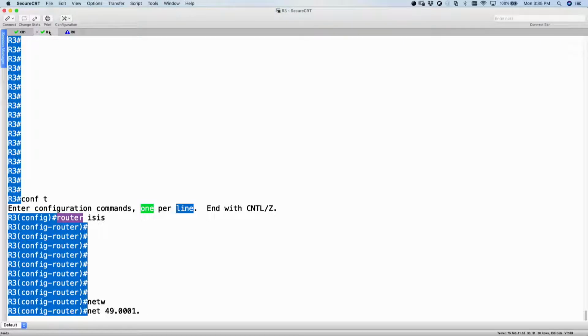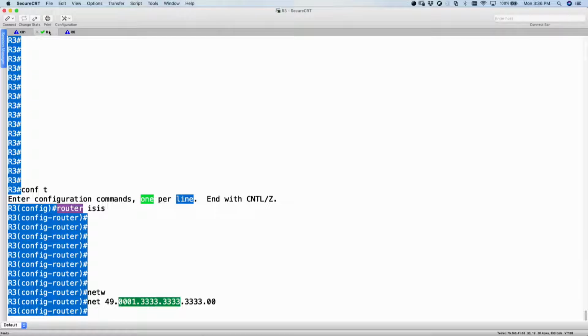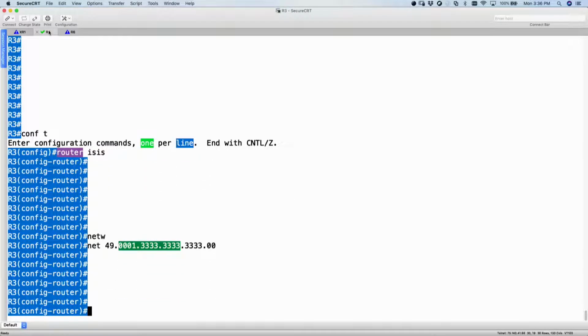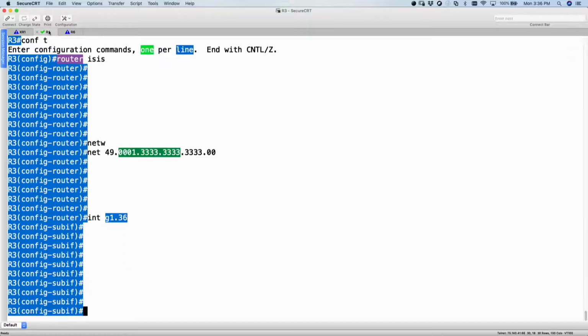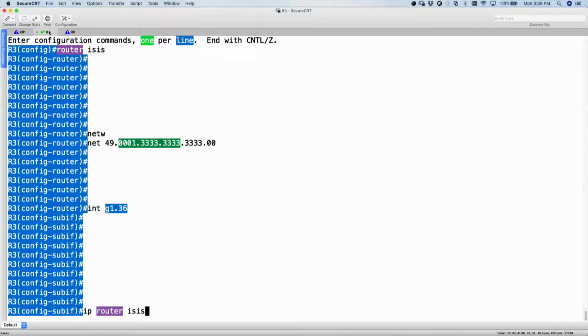Then I have my unique system ID, which is basically going to be 6 bytes. So let's give this as 3333.3333.3333.00, which is my network selector, which is always 00. The next thing that I would do would be to go to my interface and activate ISIS. That's going to be done by going to my interface gig 1.36 and saying IP router ISIS.